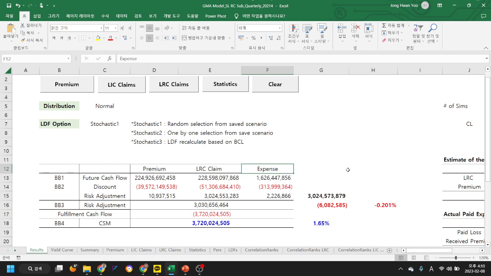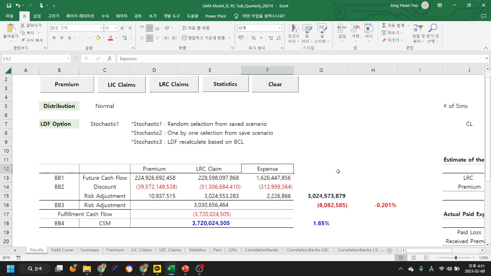What I have done is that I just have premium and claim payment information here, so I just assume a fixed percentage of premium and claim, and some additional proportion to reflect the overhead expense. So basically it is linked with the premium scenarios and claim scenarios, and I applied some proportion out of it to come up with the fulfillment cash flow.